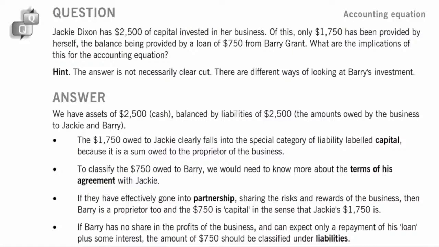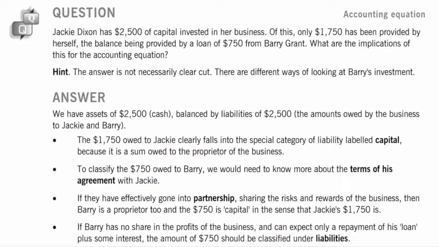Before we dive into the solution, let's quickly review the accounting equation. Assets equals liabilities plus capital. This equation is the foundation of accounting. Everything the business owns, its assets, must balance with everything it owes, its liabilities, and the owner's investment, its capital.